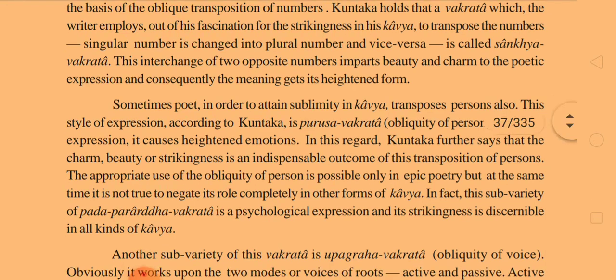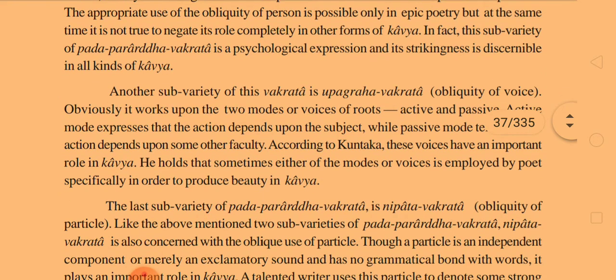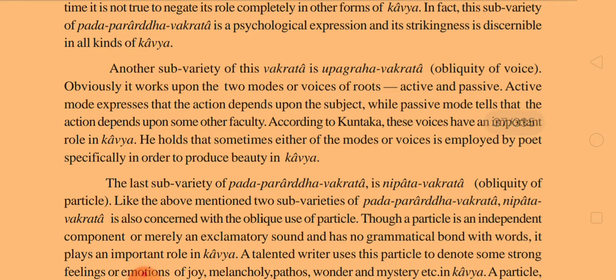Another subvariety of this Vakrata is Upagraha Vakrata, the obliquity of voice. Obviously, it works upon two modes or voices of roots, active and passive. Active mode expresses that the action depends upon the subject, while passive mode tells that the action depends upon some other faculty. According to Kuntaka, these voices have an important role in kavya. He holds that sometimes either of the modes or voices is employed by the poet specially in order to produce beauty in kavya. And the last subvariety of Pada Paradha Vakrata is Nipata Vakrata, obliquity of particle.